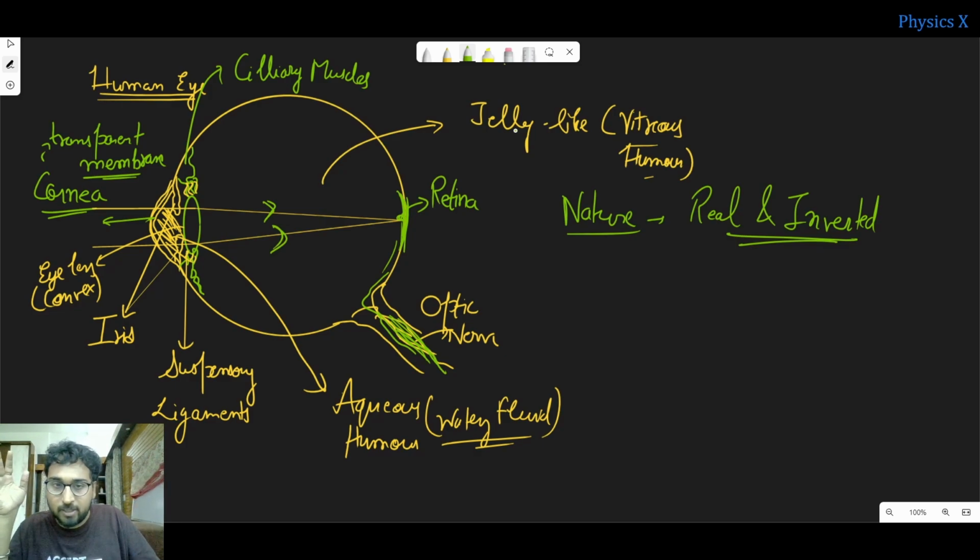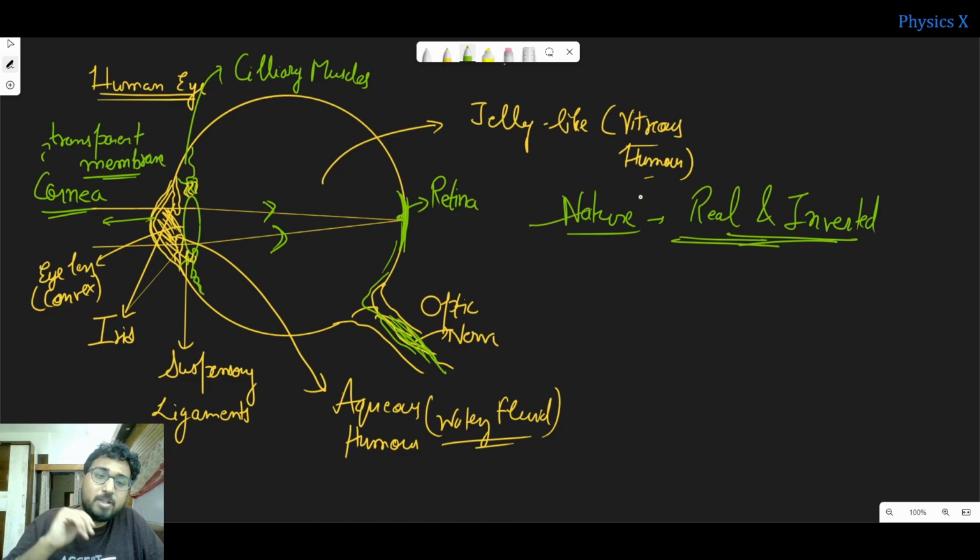Although the image formed at the retina is real and inverted, your brain does the rest of the job, and you feel that the object is erect only. So that's the nature of the image. And the type of human eye lens is what? It is a convex lens only.